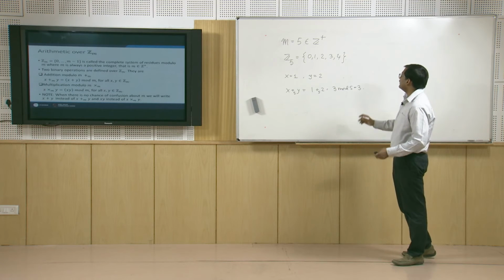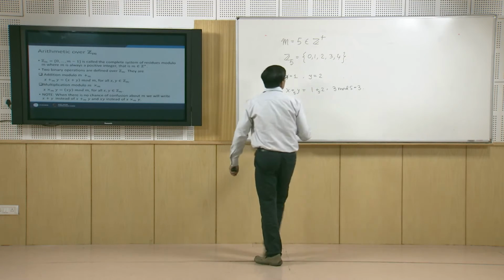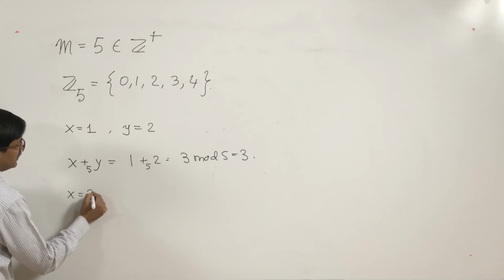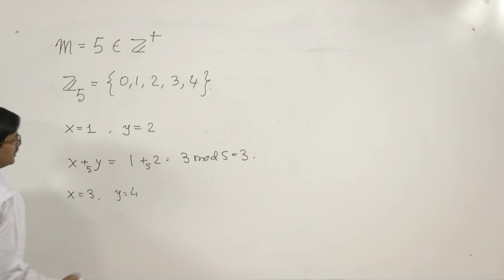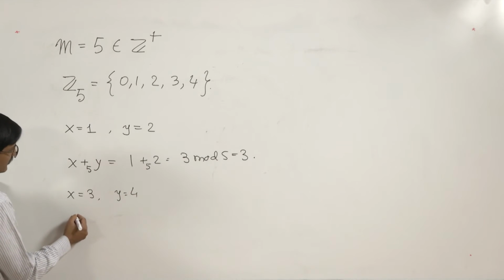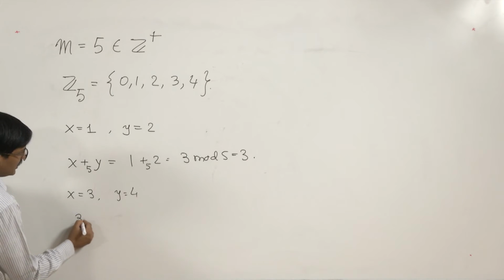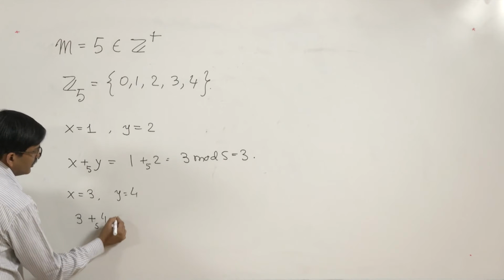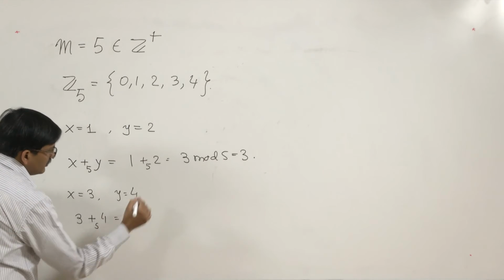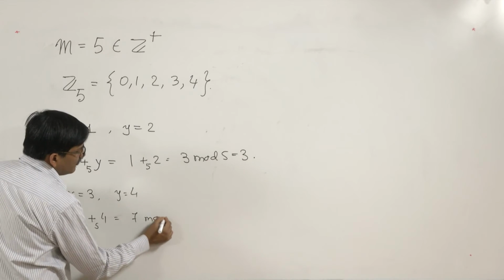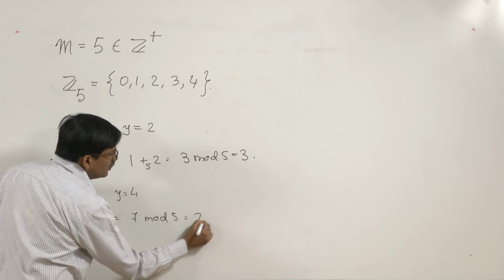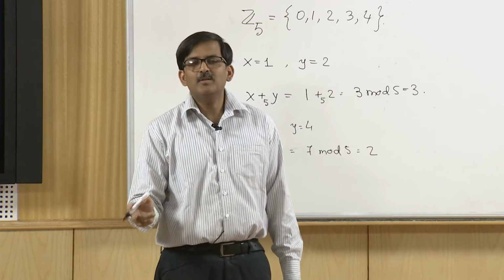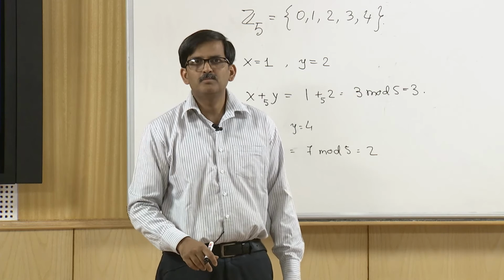For example, if I take 3 plus 4, it is going to give a pretty large number. So, if I take x equal to 3 and y equal to 4, then I am going to get 3 addition modulo 5 4, which is by definition 7 mod 5, and which is equal to 2, because if I divide 7 by 5, the remainder is 2.